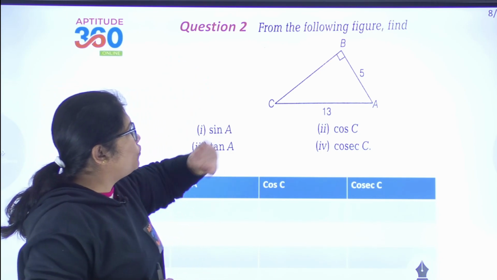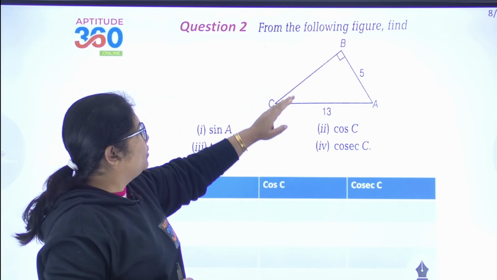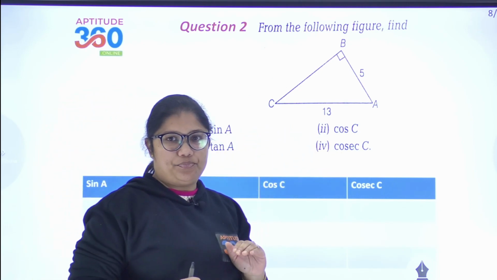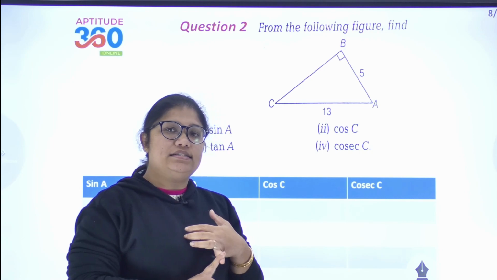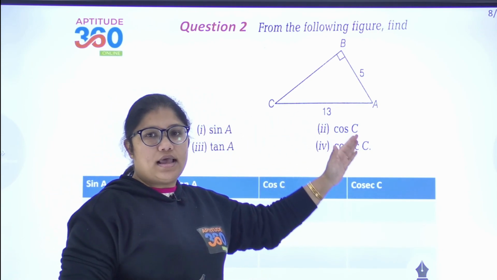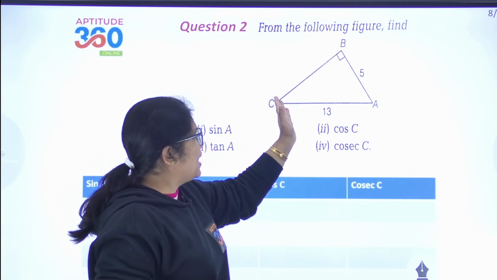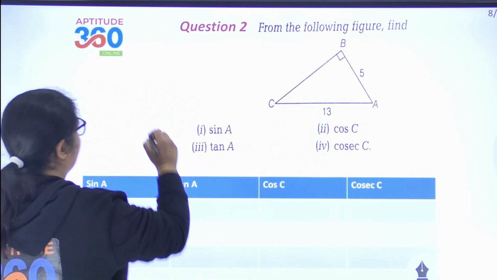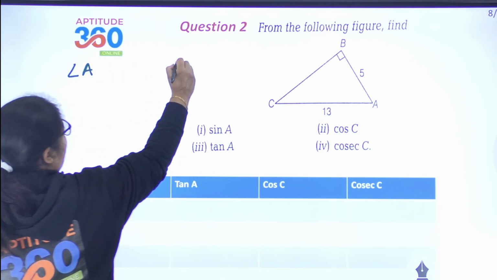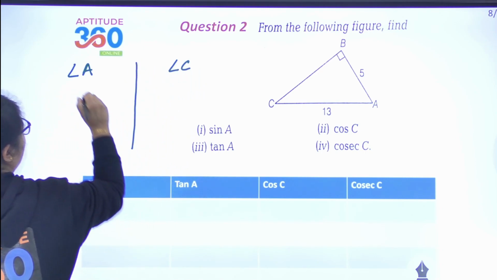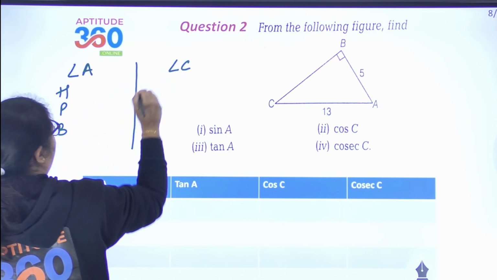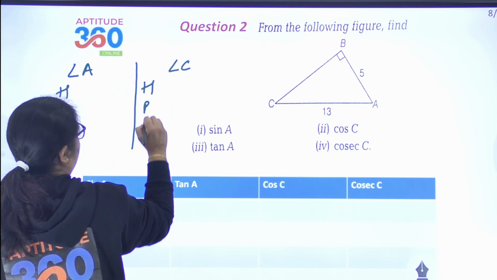So the question says, from the following figure, find sine A, tan A, cos C, cosec C. So my first step is to identify the angle of reference. In my question, I have both angle A as well as angle C as angle of reference. So I will write angle A, angle C. According to angle A, I will identify my HPB. According to angle C, I will identify my HPB.